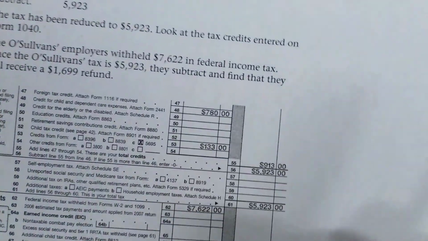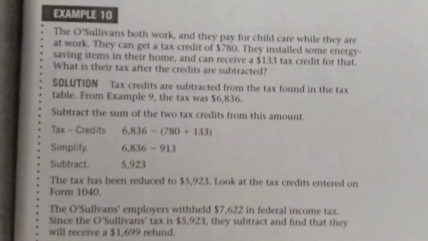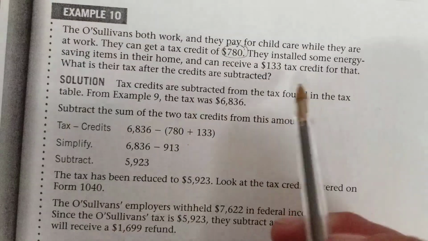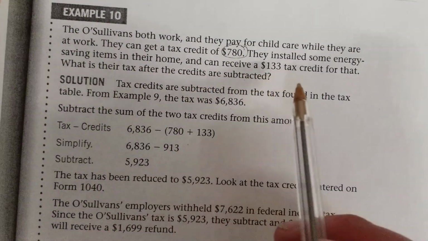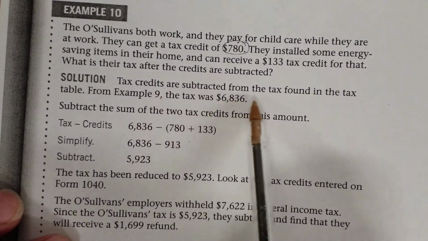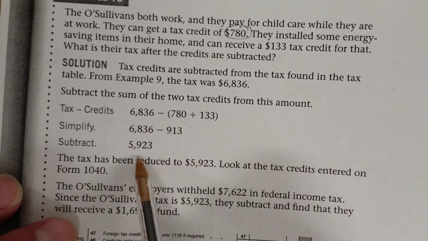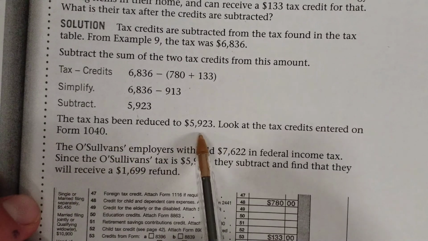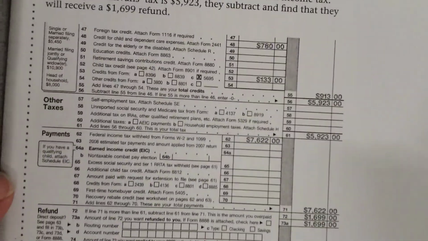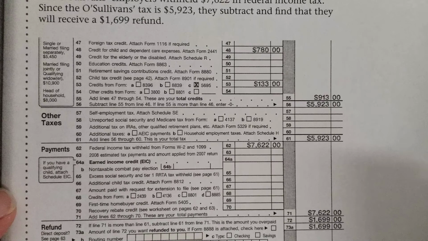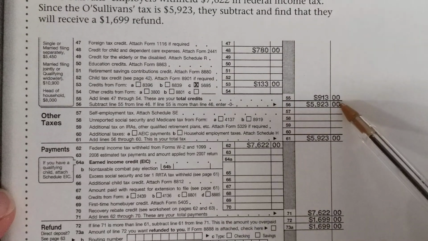Let's see, we're about done here. Here we go. They work, they pay for childcare. They get a tax credit of $780. They installed some energy saving features in their home and they can receive a $133 tax credit for that. Tax credits are subtracted from the tax found in the tax table. For example 9, the tax was $68.36. That was from the 1040. They can subtract these 2 credits. So there's $59.23. So now their tax has been reduced again. There's the 780 and the 133. Reduces their taxes.